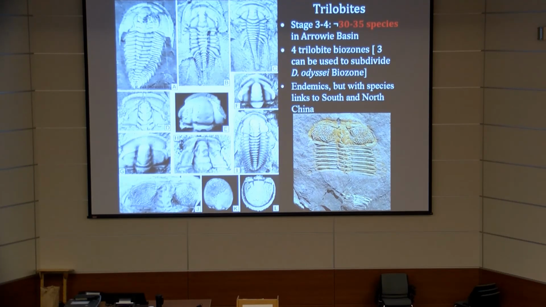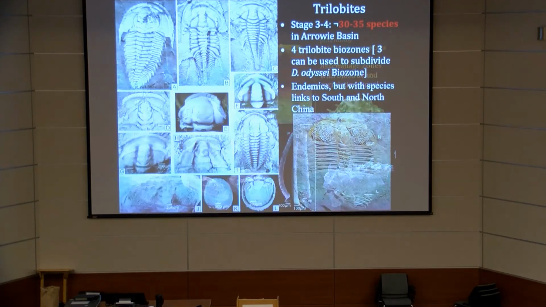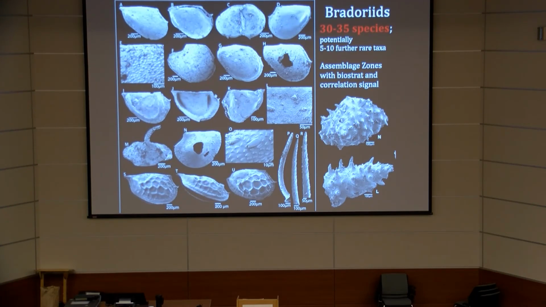Trilobites, of course, throughout 30 to 35 species. It's perhaps not as diverse as elsewhere, but we can use those trilobites to help subdivide the ODCI zone. And I just want to finish on this group. When we started work in the Arawi, one species was known. And our work has now indicated that there's 30 to 35 species of bradorids, and probably more. They are starting to show some really good indications that they can be used for correlation and biogeography. So for those of you who are doing work with limestones, keep your eye out for these guys, because I think they are potentially quite useful.